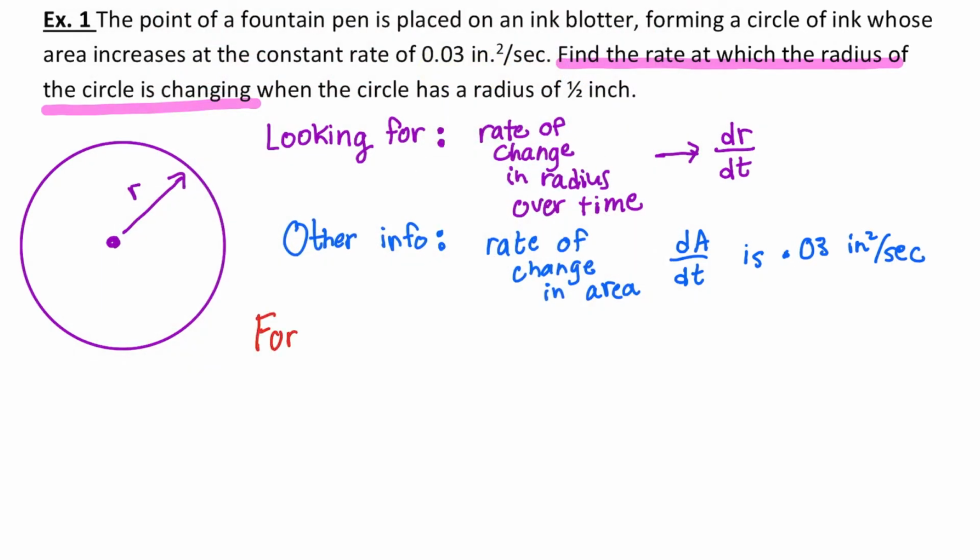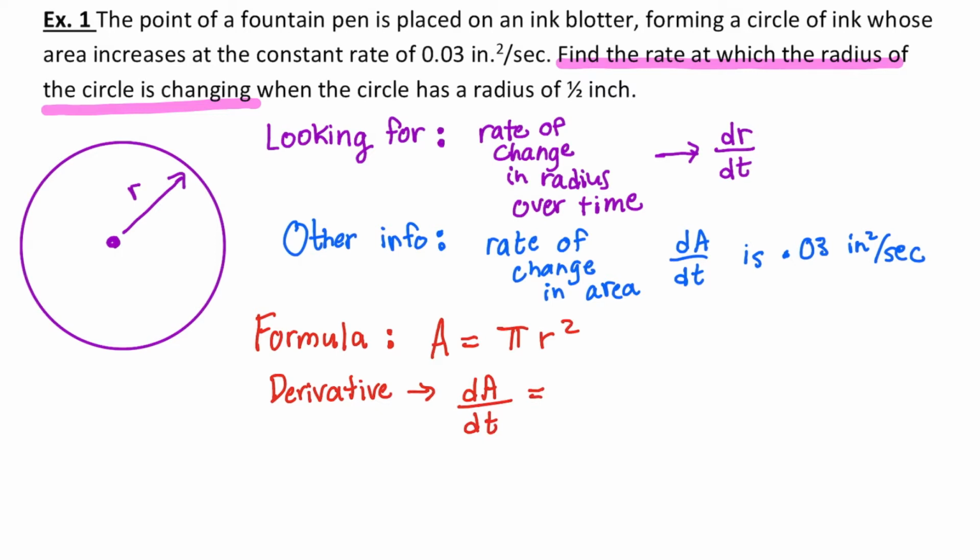So we need a formula that relates the area of a circle and radius. So let's do area equals pi r squared. Then we're going to go ahead and take our derivative so that we can get our rates of change involved. So we'll have dA/dt equals pi times 2r times dr/dt, using a little chain rule. If you look at it, we know some of these things. So we know dA/dt, and we're going to substitute that in.